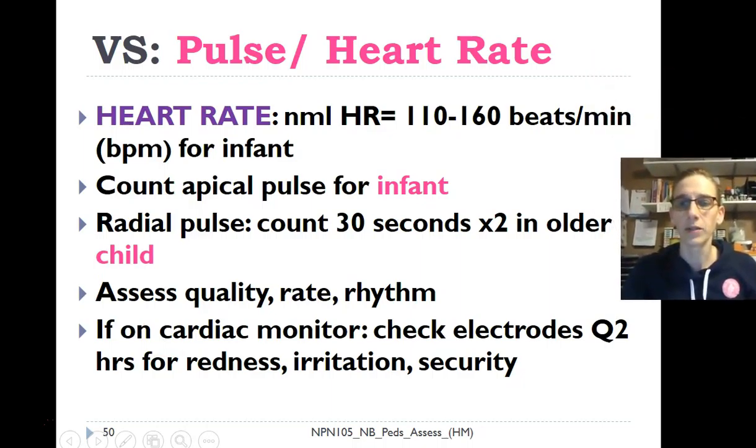All right, pulse and heart rate here. A normal heart rate is 110 to 160. For an infant, you count your apical pulse. Your radial pulse, you count for 30 seconds times 2 in the older child. So you're going to assess the quality, the rate, and the rhythm. If they're on a cardiac monitor, you're going to check the electrodes every 2 hours for redness and irritation, as well as making sure that the leads are secure on the child.